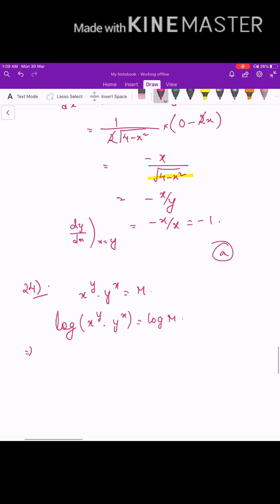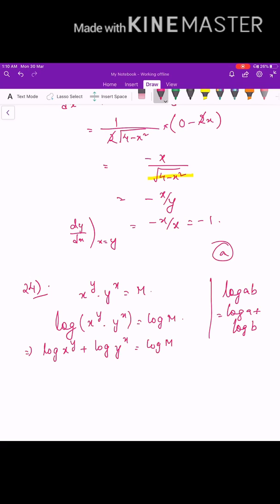it becomes this. Please note that log a into b is nothing but log a plus log b. So this becomes log x to the power y plus log y to the power x equals log m. Power becomes the coefficient in log.